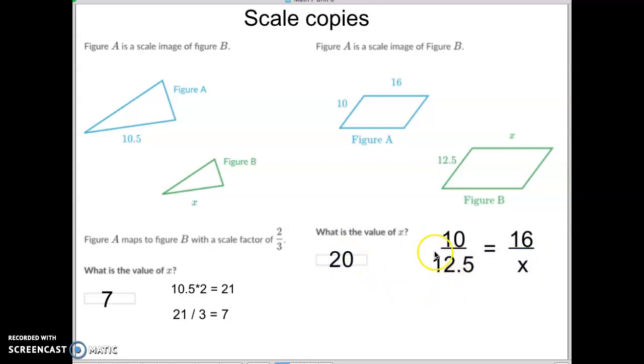Or if you ever get one that doesn't work and you just can't figure out that scale factor, it's not a nice number, you can always do 12.5 times 16, which is 200, and then take that number and divide it by the 10. 200 divided by 10 is 20. That's all you're doing, guys.